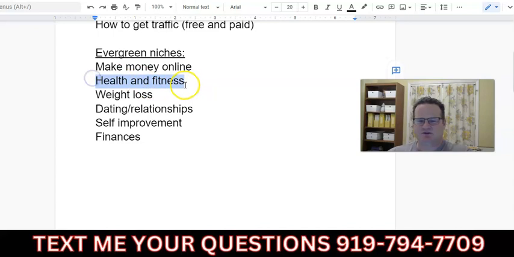Health and fitness is also huge. People want to know how to be healthy. They're always looking for how to fix ailments that they might have, or for natural alternatives, how to get in better shape, weight loss.